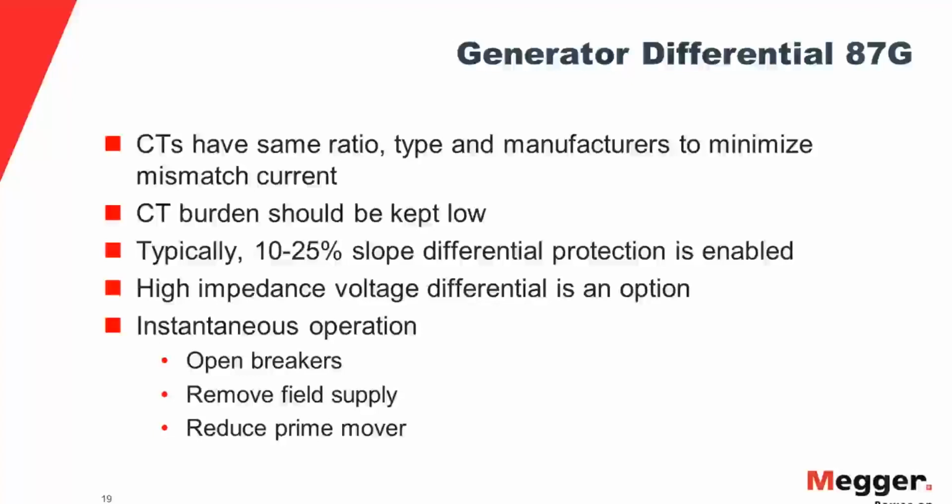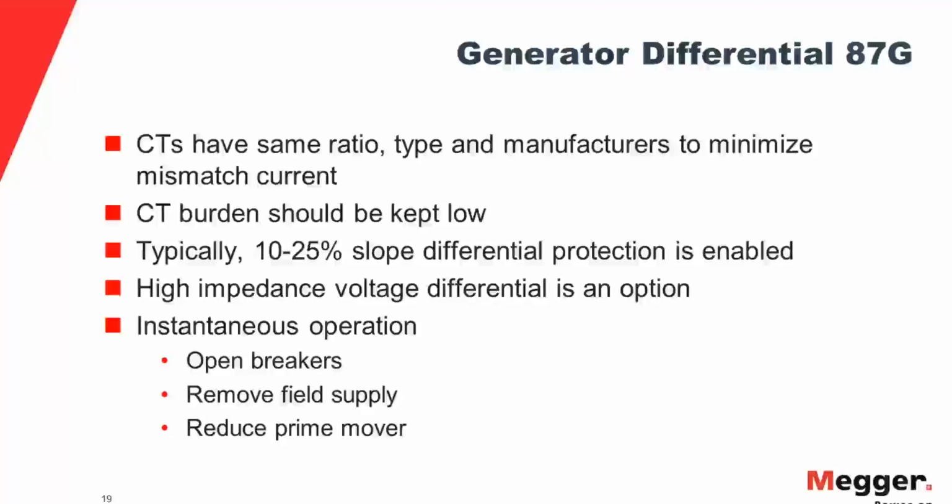When you're implementing a generator differential, you typically have CTs with the same ratio. They will be of the same type from the same manufacturer most of the time, mainly in order to minimize the mismatch current.